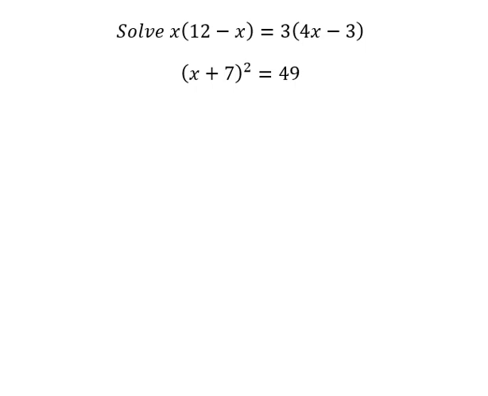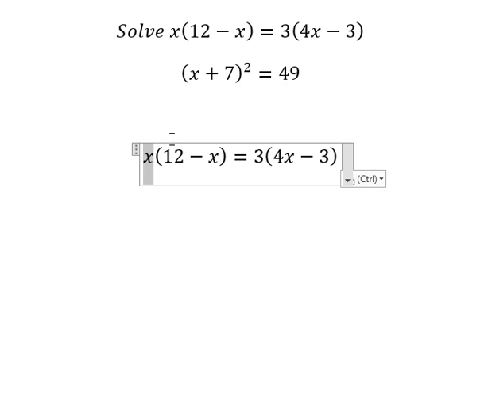Hello everybody. So today I want to talk about algebra. The topic is how to find the solution of x. Now I will show you how to answer.